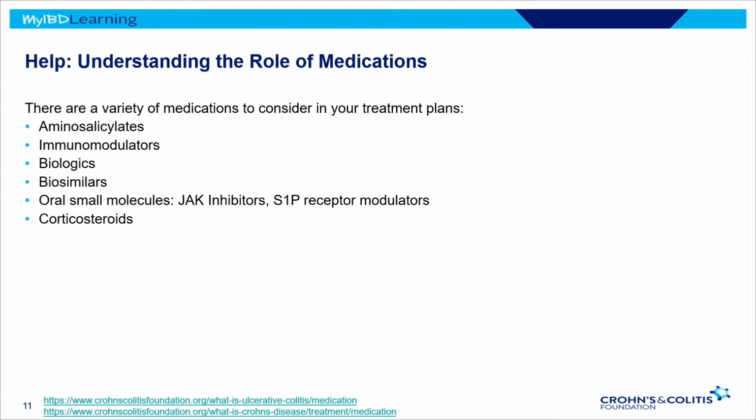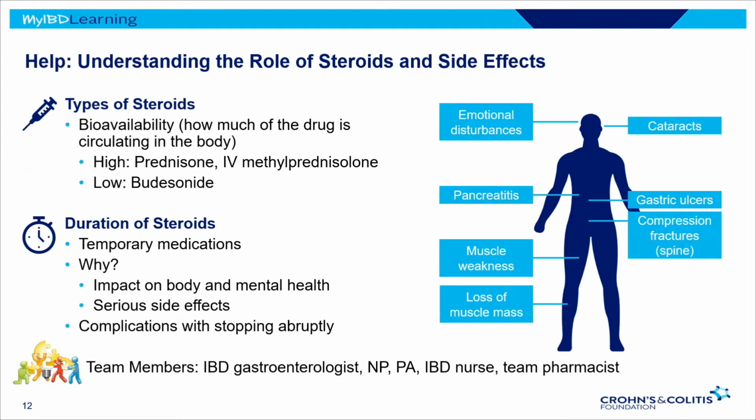So there's a whole host of different medications: aminosalicylates, immunomodulators, biologics, biosimilars, oral molecules that you're seeing more of now for ulcerative colitis, and corticosteroids. So just one example of these therapies would be steroid use.